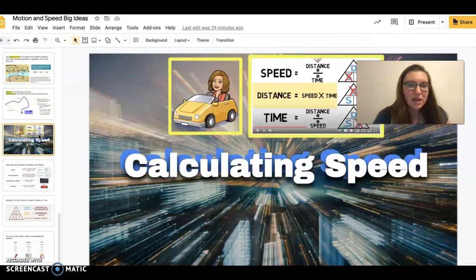So we can also calculate speed. Speed is distance divided by time. Using that equation triangle, we can figure out that distance is speed times time. Time is distance divided by speed.